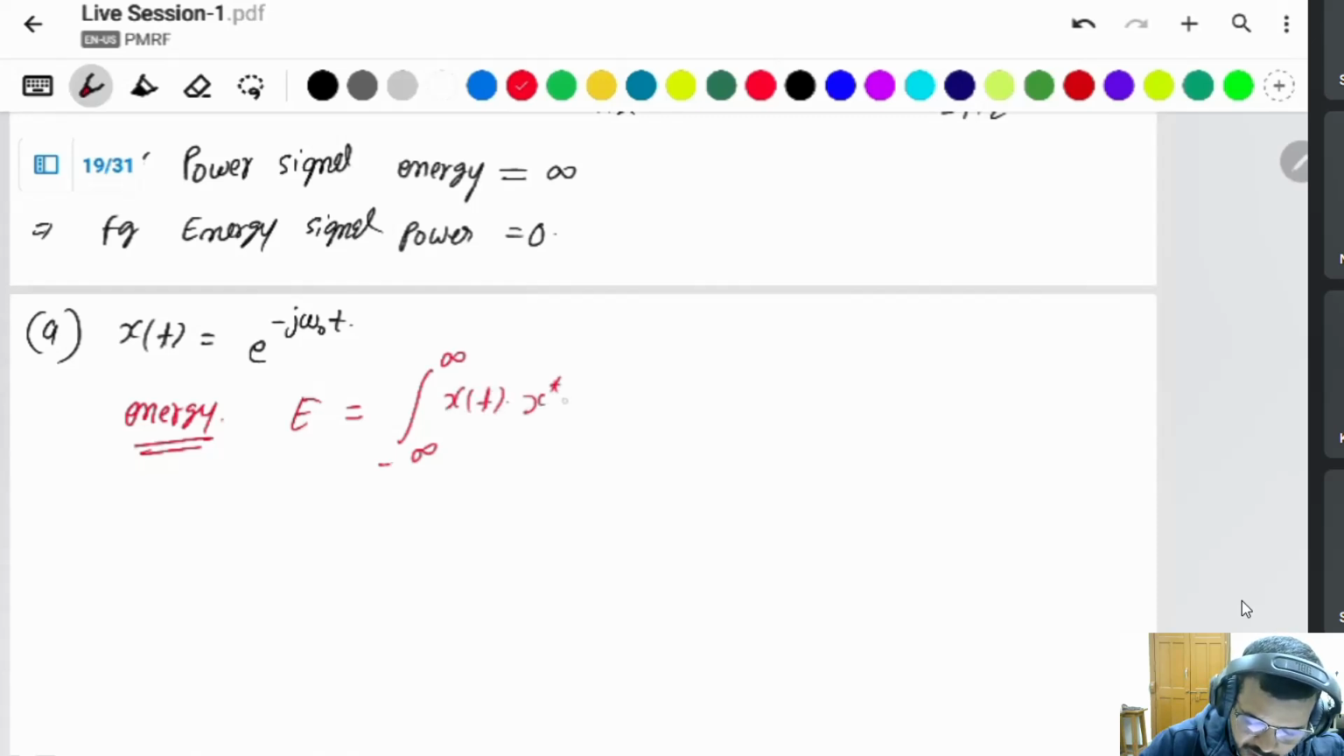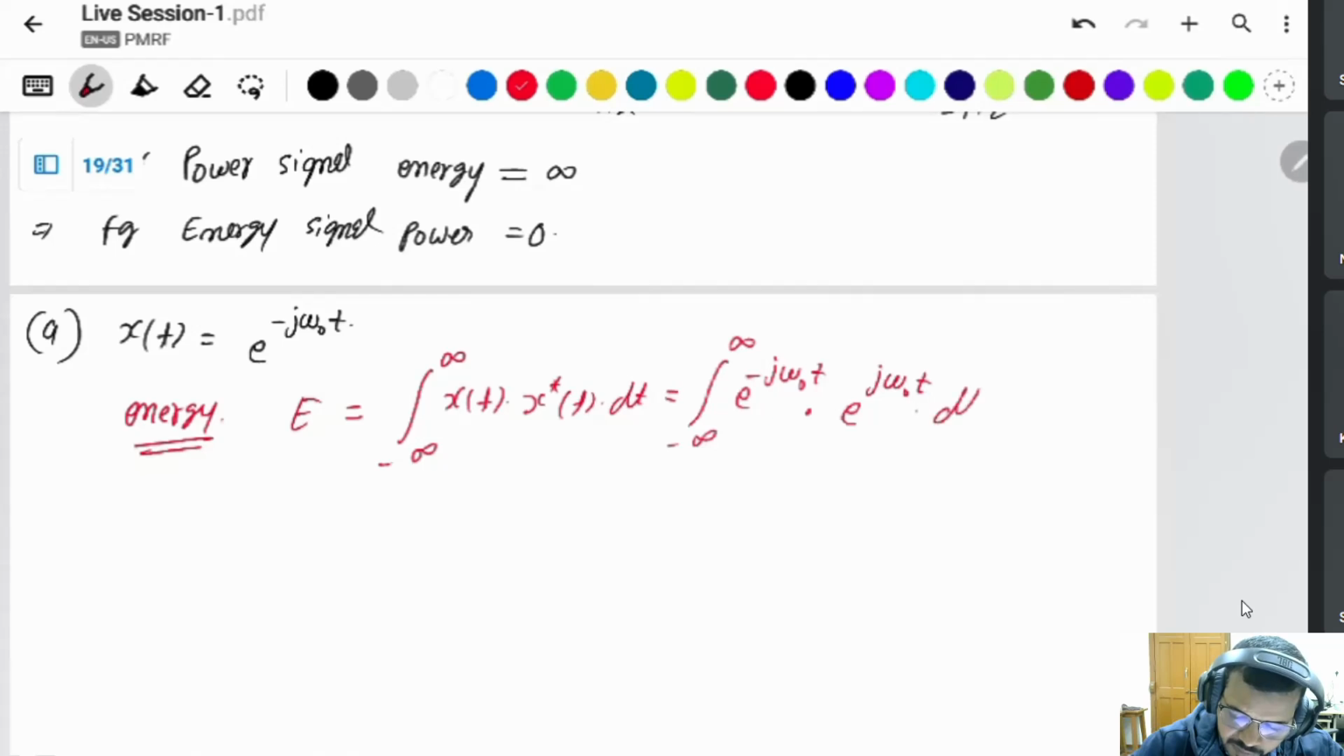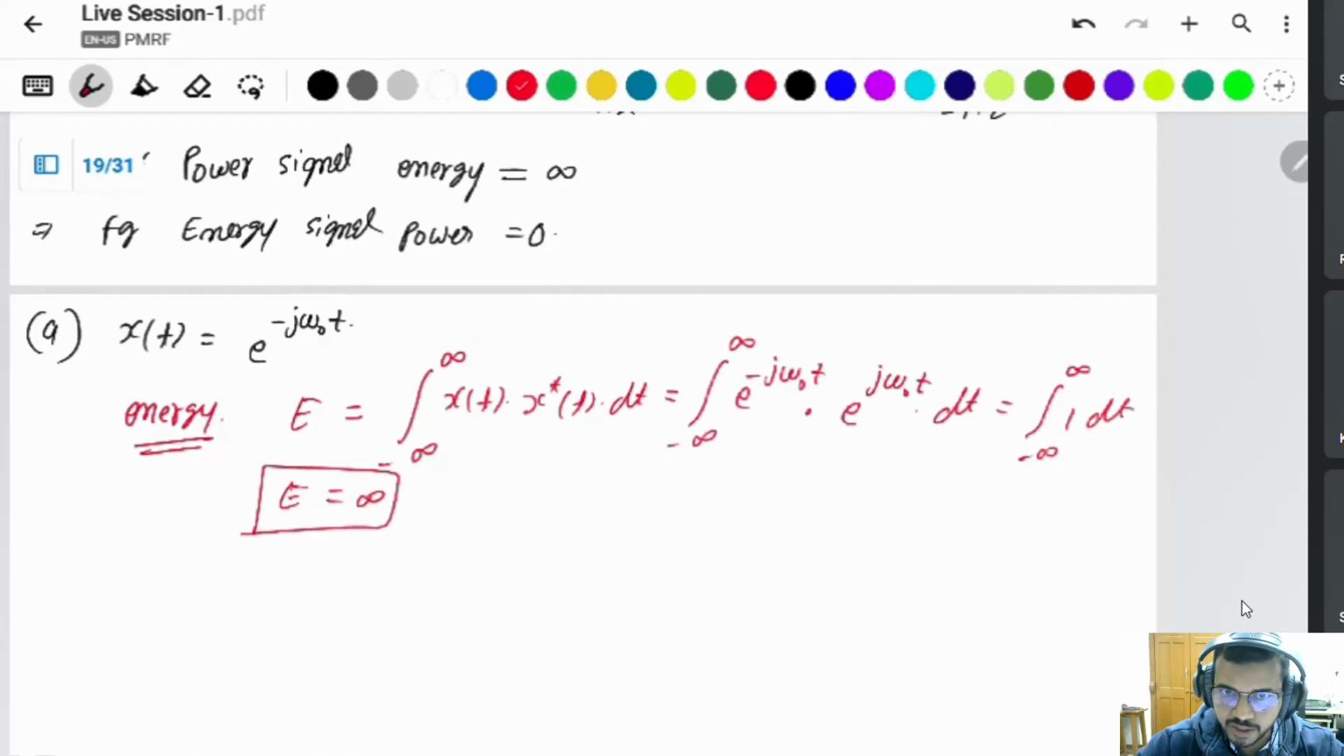Integration from minus infinity to infinity of x(t) times its conjugate dt is x(t) e to the power minus j omega naught t, the conjugate of this one being positive j omega naught t. This will cancel to 1, so the integral from minus infinity to infinity of 1 dt. A constant 1 integrated from minus infinity to infinity gives infinity.